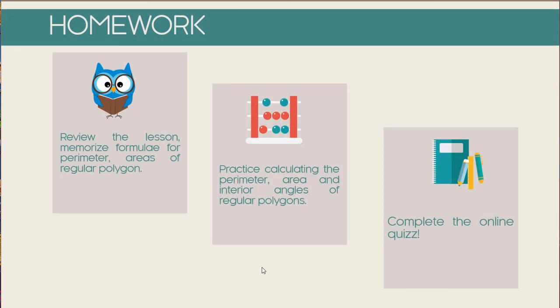Okay, and that is the end of the lesson. Here's the homework. Review the lesson, memorize the formula for perimeter and area of regular polygons. Practice calculating the area, perimeter, and interior angles of regular polygons. And complete the online quiz as usual.